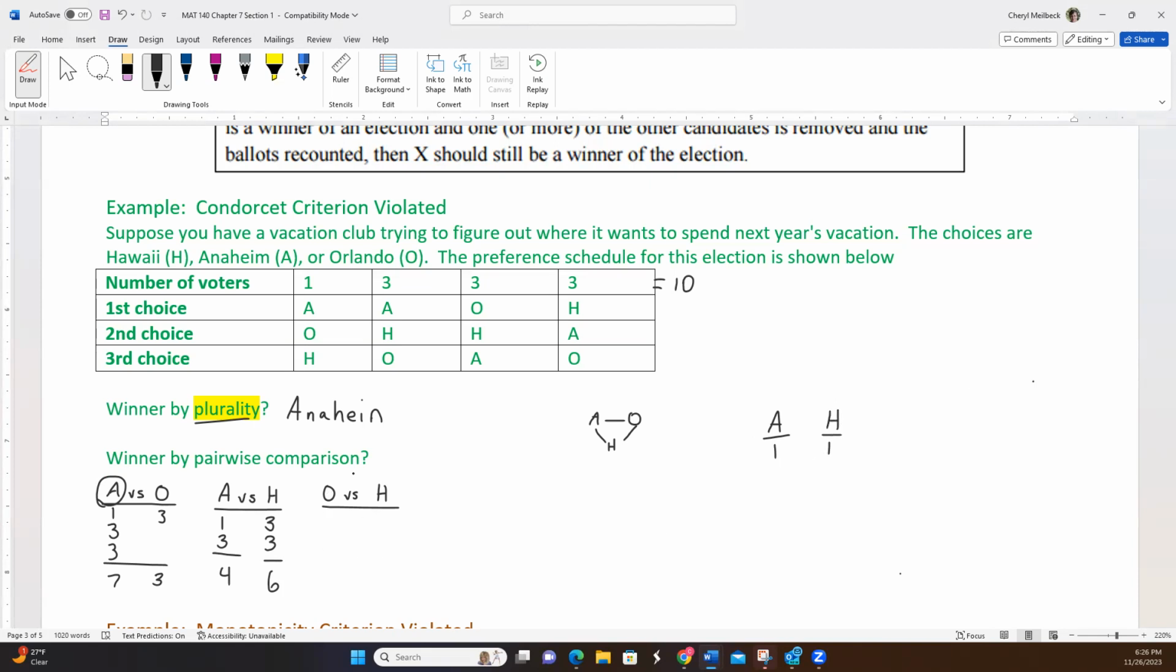Now, if we look at O versus H, in my first column, O is ahead of H, so O will get that 1 point. Second column, H is ahead of O, so they will get the 3 points. Third column, O is ahead, and will get the 3 points. Fourth column, H is ahead of O, and will get those 3 points. So here, 6-4, H wins this one. So H won here and here. H has 2 points, so H is the winner by pairwise comparison.